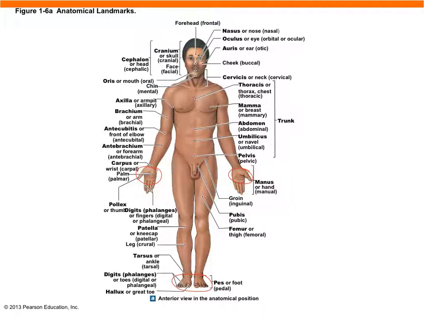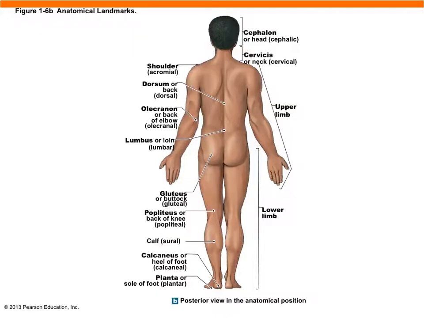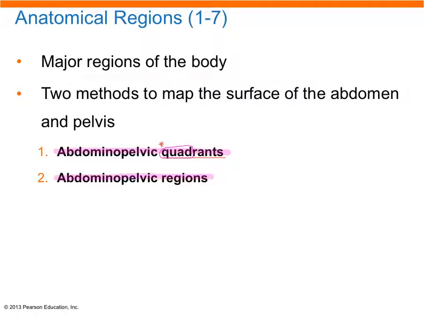This is an illustration or picture of anatomical position, and it's the anterior or frontal view. This is anatomical position, and it's the posterior or dorsal view. There are major regions of the body, and there are two methods to map the surface of the abdomen and pelvis. Number one is the abdominal pelvic quadrants. Quad means four, and the abdominal pelvic regions, and that is in 6 sections.